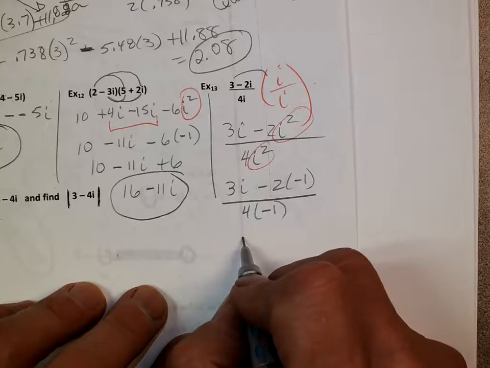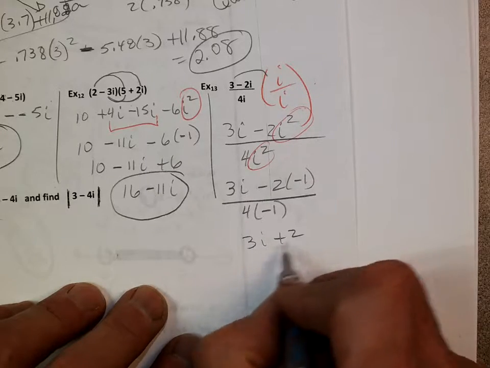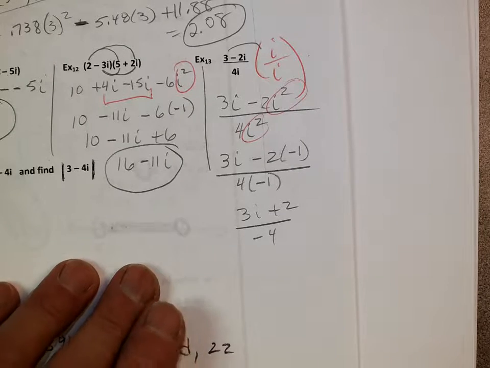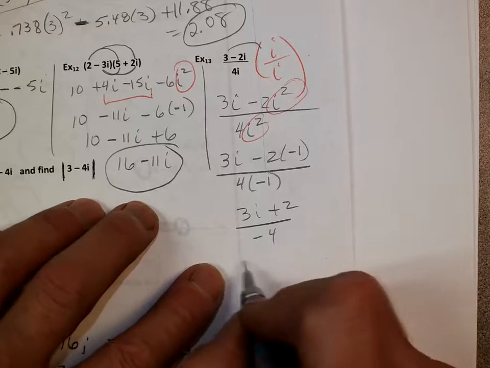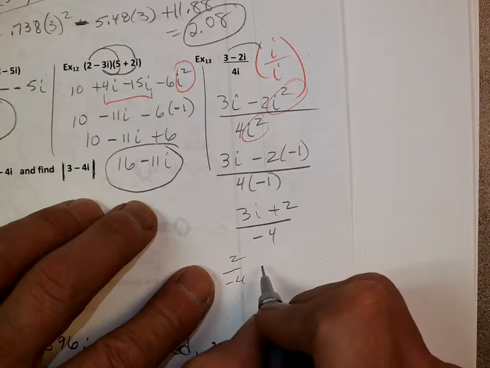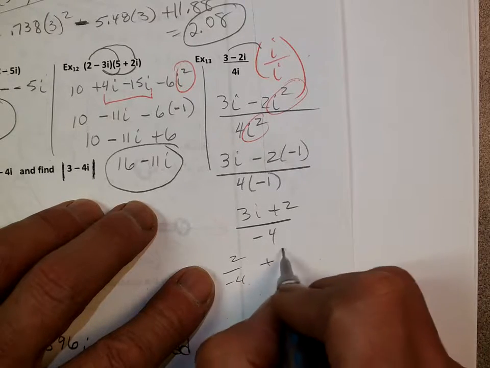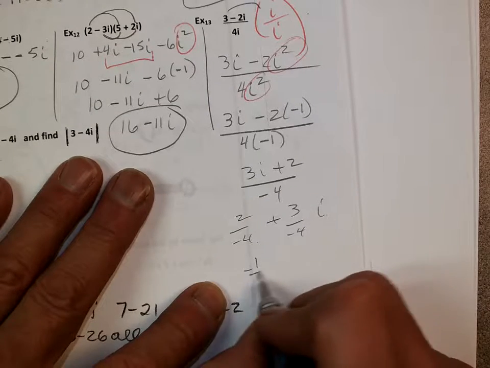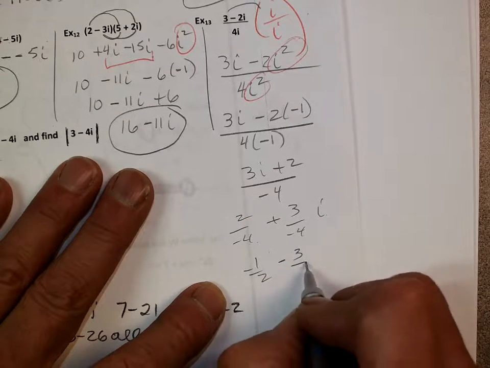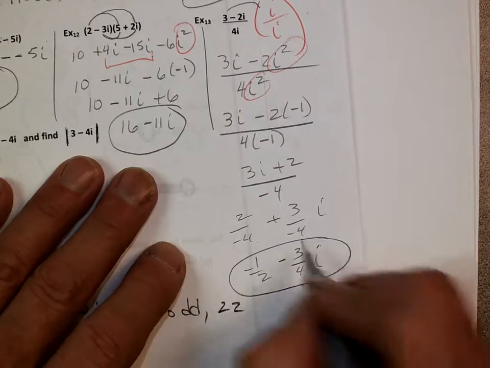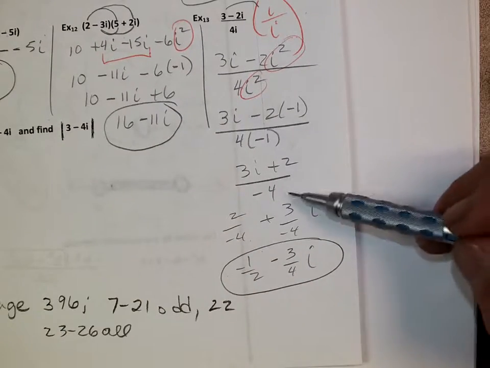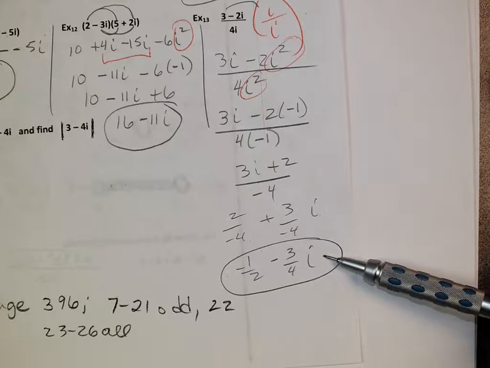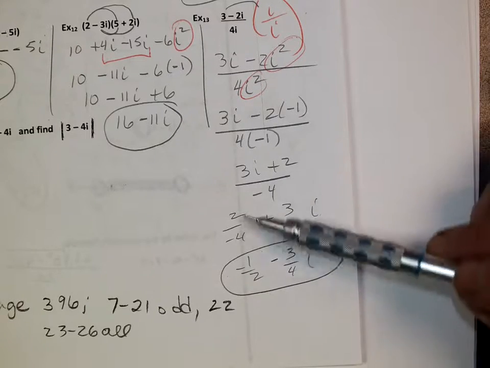I'll have 3i plus 2 over negative 4. And I would take that answer. A better answer really is going to be this: 2 over negative 4 plus 3 over negative 4 i, or negative 1/2 minus 3/4 i. That's the answer I really want. If you gave me this one, I would give it to you because you did all the stuff right, i's out of the denominator. But that's the best answer, okay? I mean, I just reduced.